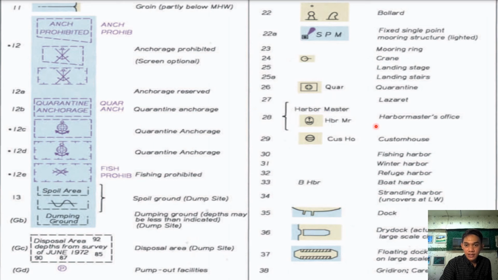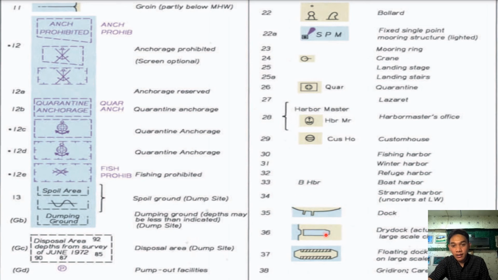The next is for harbor master's office. So a circle with an anchor on the inside. So HBRMR, harbor master. The next is custom house. So a circle with two horizontal lines on the inside forming a rectangle. Then fishing harbor, winter harbor, refuge harbor, boat harbor, stranding harbor. So this is it. BHBR. This is the symbol that you can see in the chart.